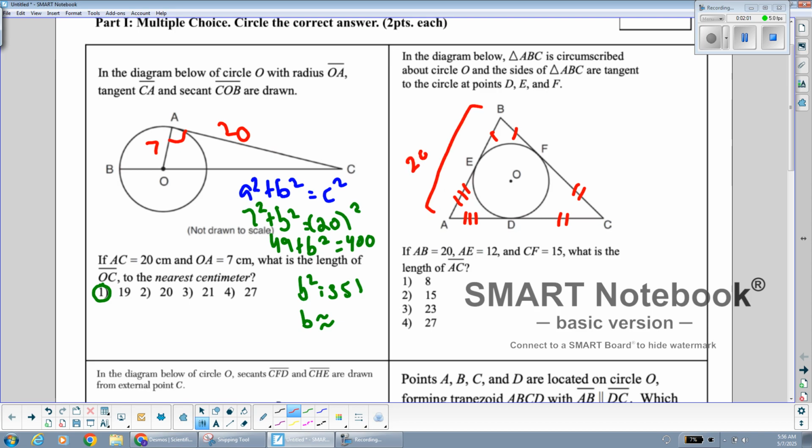We know that AB is 20. We know that A is 12. So that means AD is also 12. And if this whole thing's 20 and this is 12, that means that this piece is 8, and that means that this piece is 8. And we know that CF is 15. So this is 15 as well. And so the length of AC is just 12 plus 15, which is 27.